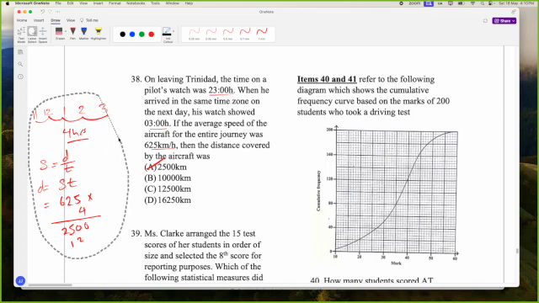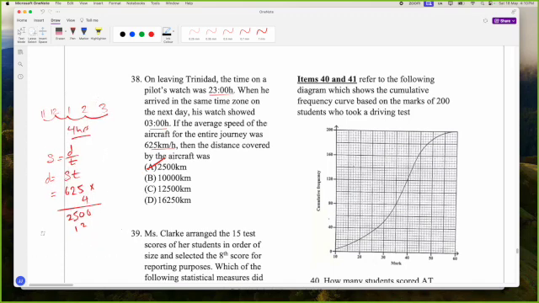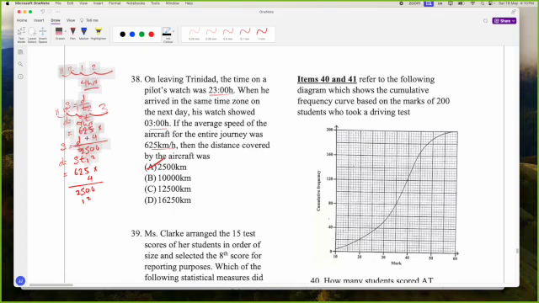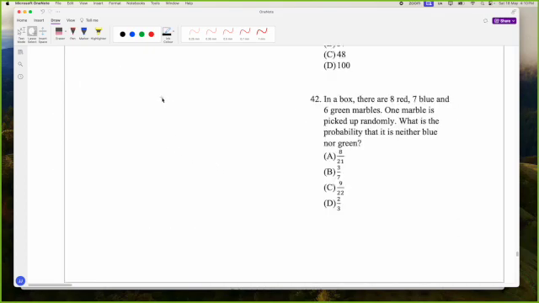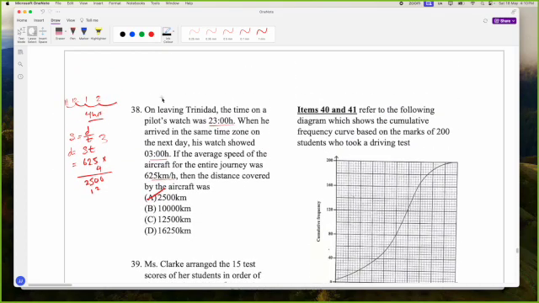So speed is equal to distance over time. When it comes to the speed-time graph, that is pretty much the only formula you really need to know.